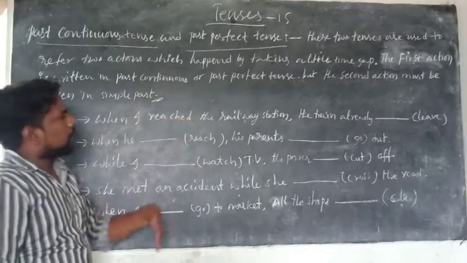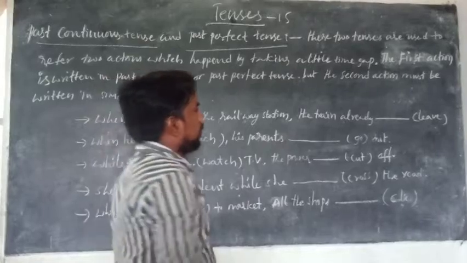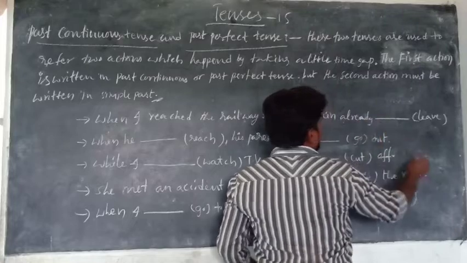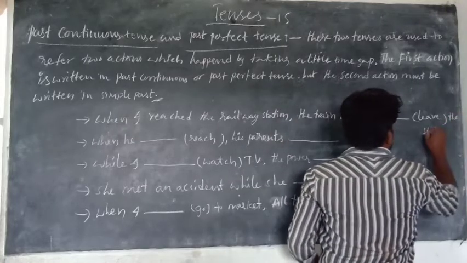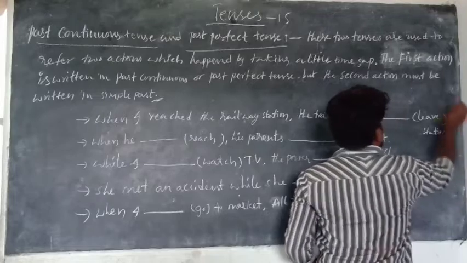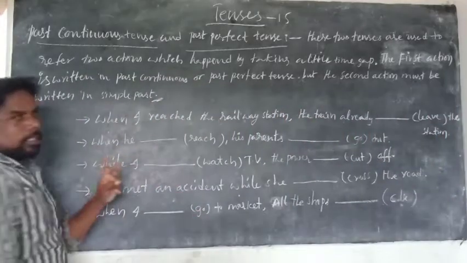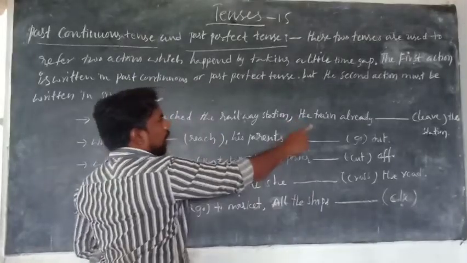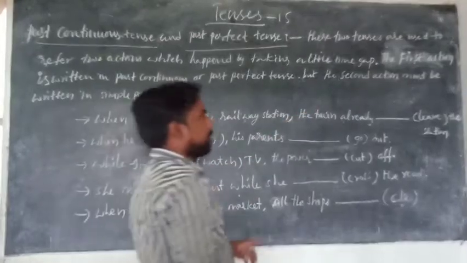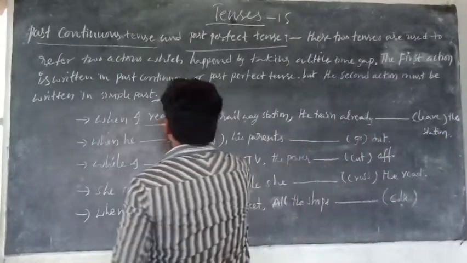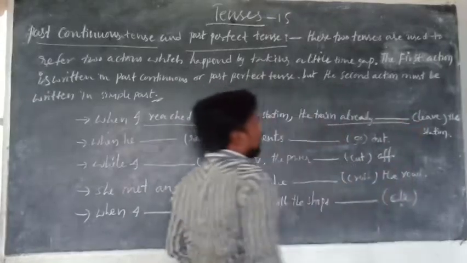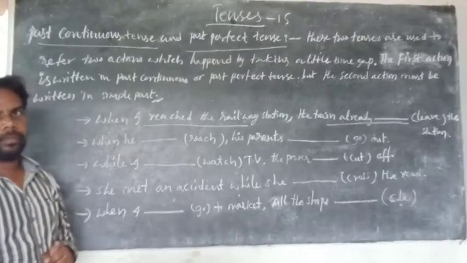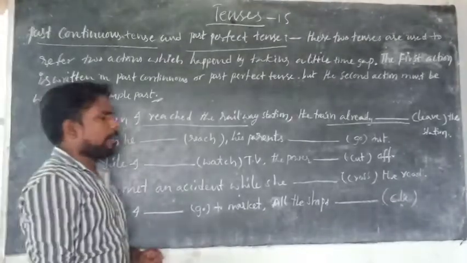When I reach the railway station, the train already leave the station. So here there are two actions. When I reach the railway station is one action. The train already leave the station is one action. Your duty is to find what the first action is and what the second action is. What is the first happened action? What is the second happened action?